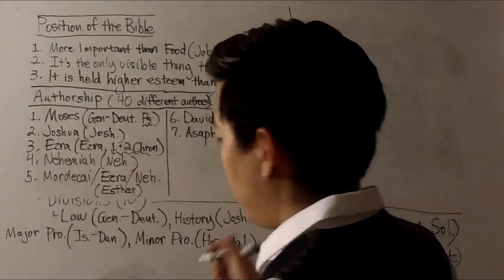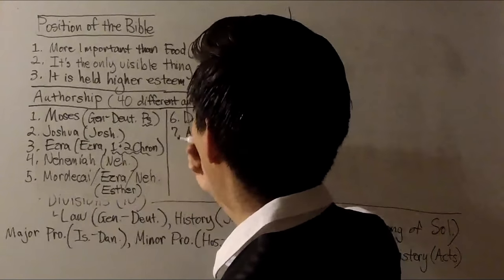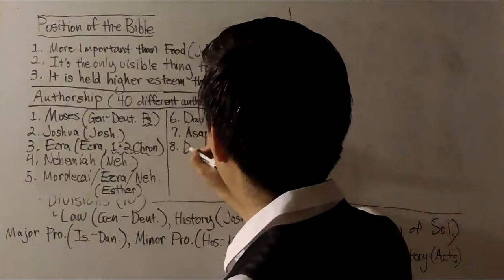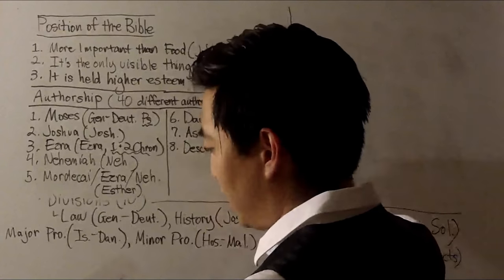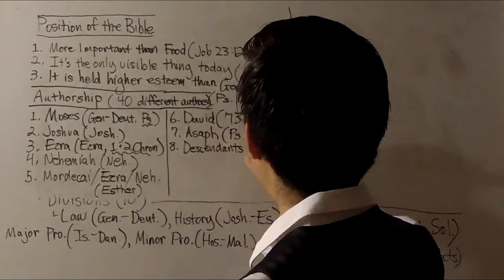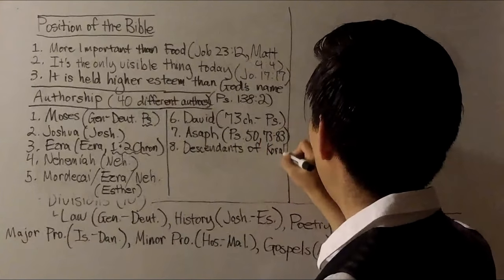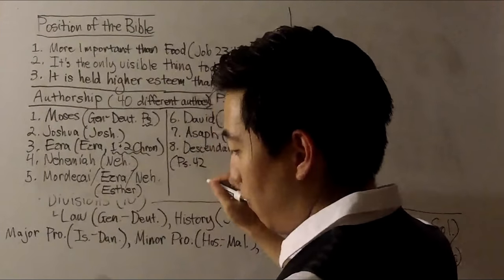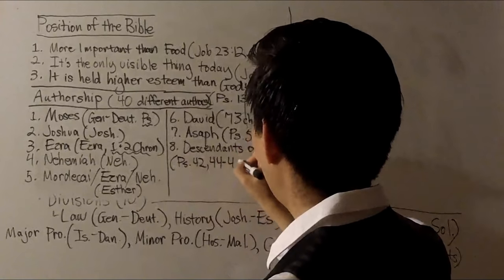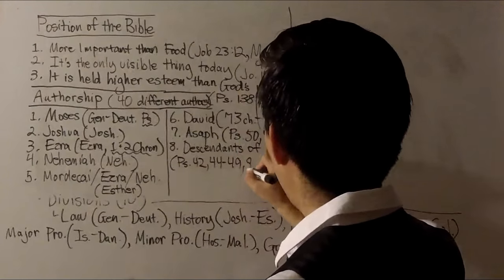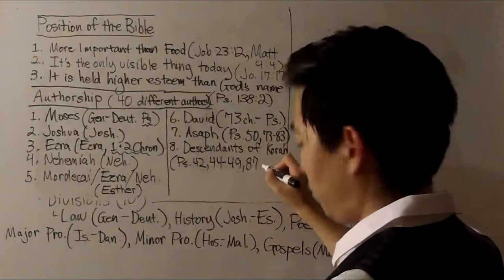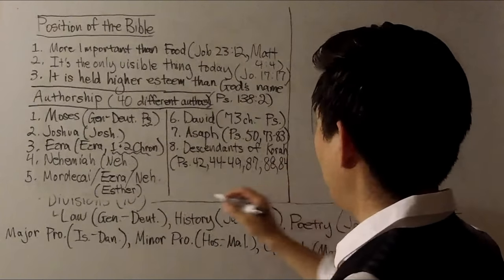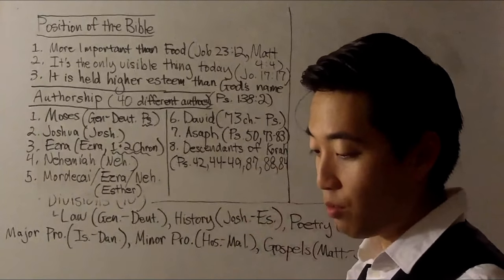All right. You didn't know this one. Descendants of Korah. I guarantee you no pastor would probably say that one. The descendants of Korah also wrote some of the passages in the book of Psalms. They wrote Psalms chapter 42, 44 through 49, 84, 87 through 88. This is the book of Psalms, written by the descendants of Korah.